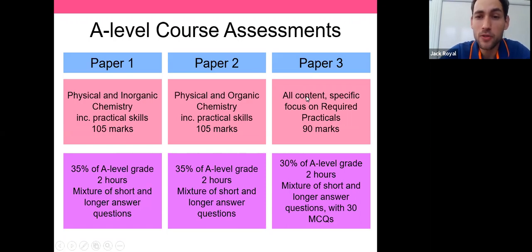For paper 3, this one focuses on the required practicals, which I'll mention in a second, and that covers just a slightly lower percentage of 30%. The longer answer questions are only up to 6 marks, whereas the shorter answer questions can be anywhere from 1 to 5 marks. For paper 3, you can see there's also 30 multiple choice questions. I think that's just behind the screen there. So there's multiple choice questions in paper 3. Paper 1 and 2 are just your standard exam questions that go up to 6 marks.